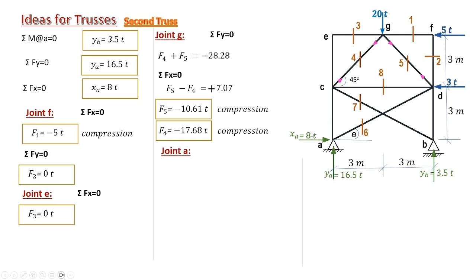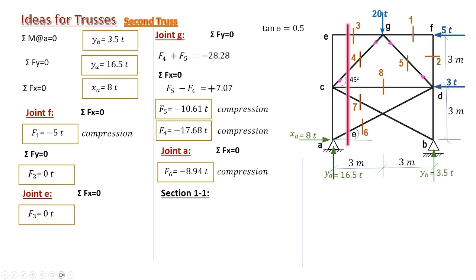So we proceed with joint A. It is better, of course, to start with the equilibrium in the X direction, just to have one unknown, member 6. Then you can consider the Y direction to get member AC, but we don't need it here. We take section S1, just to compute members 7 and 8.